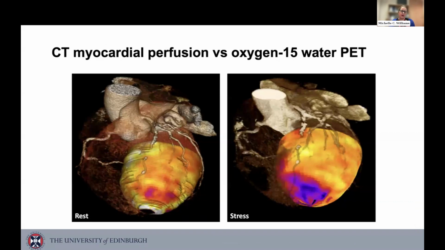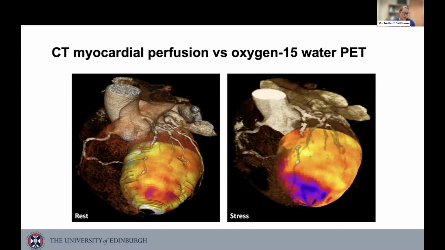And one of the studies that I did quite early on was looking at how perfusion and blood flow are similar and different. So we did CT myocardial perfusion imaging and also MRI and also invasive coronary angiography and fractional flow reserve, but that's a whole other talk. But we also did oxygen-15 water PET imaging. So these are beautiful CT images.